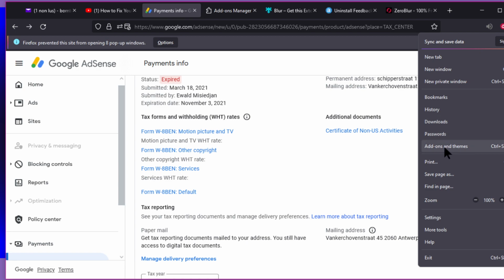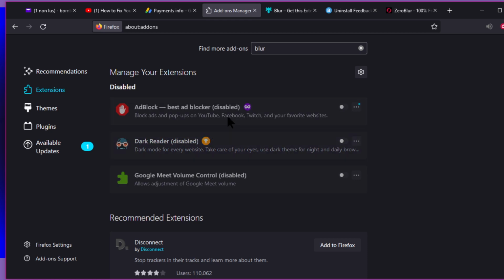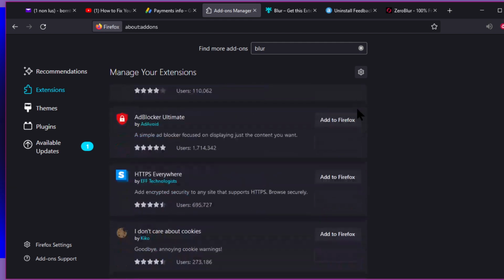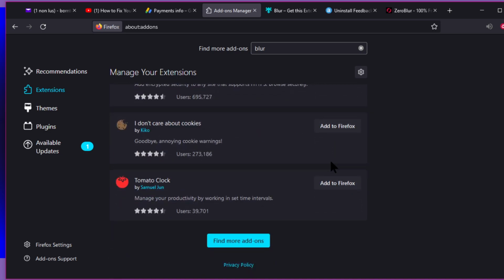So I go to my add-ons. There's an ad blocker right here. It's an ad blocker, but it's turned off. I don't want to delete it because it's very useful. Is this one turned off also? Add to Firefox is not turned on, it's turned off. So there is no ad blocker here that I can see.